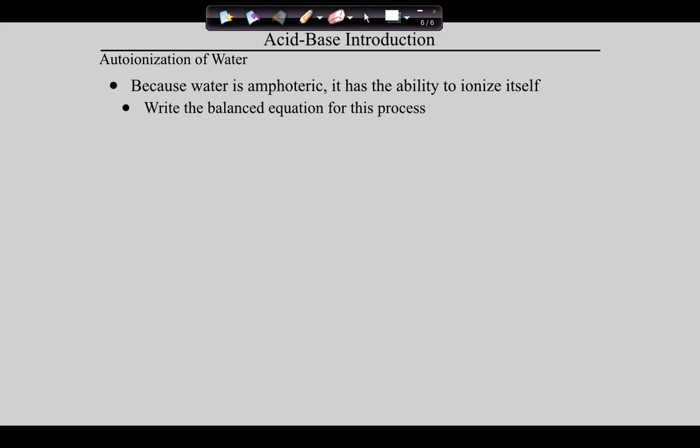If this were not an equilibrium process, we'd all be dead, because we'd have no water. And that's what you're representing. So, are you done? Did you all get this?